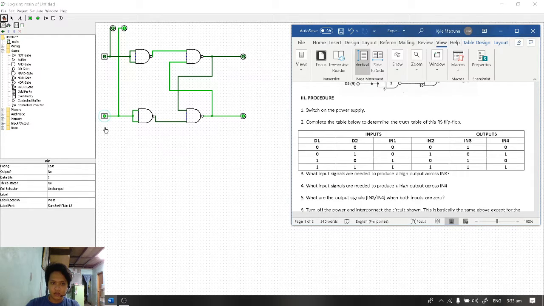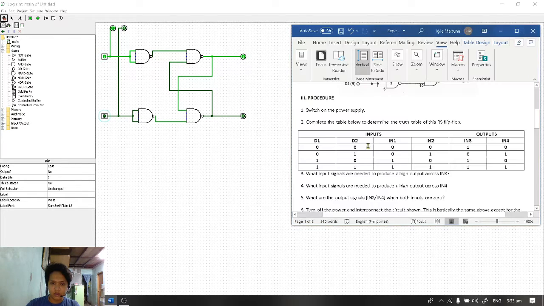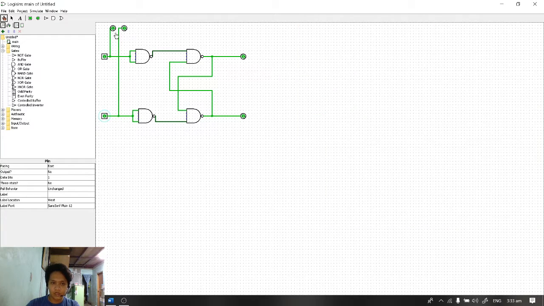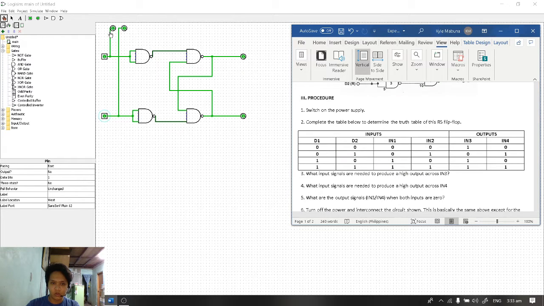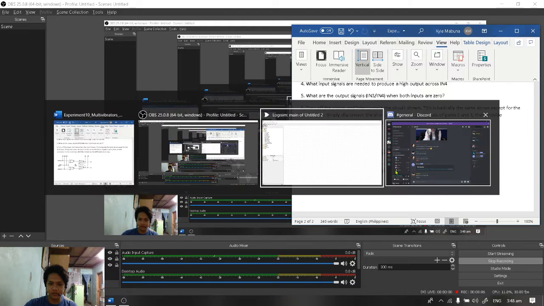Next one is this one is 1, then the D2 is 0, then the in 1 is 1, then the in 2 will be 0, then the in 3 will be 1, then the in 4 will be 0. Then if we open the D1 and D2, then the output will be the in 1 and in 2 will be 1, then the output of in 3 and 4 will be also 1. So that's all for our first circuit.